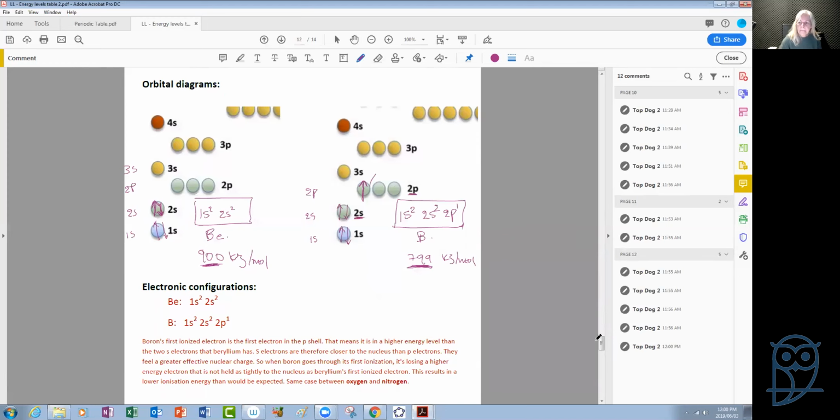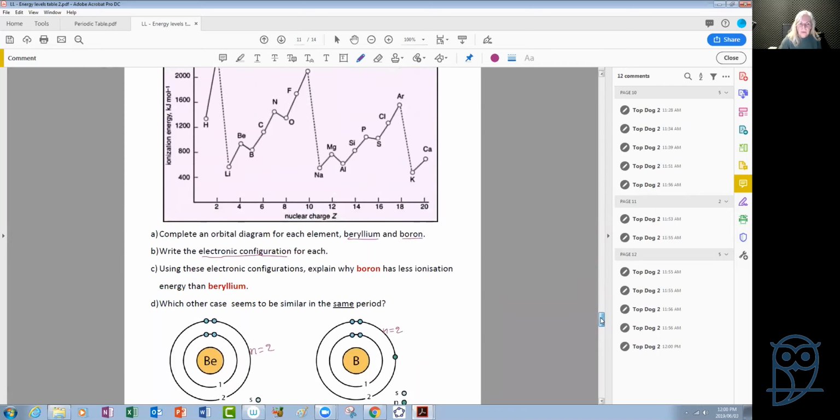And let's go to our problem. It says, using these electronic configurations, explain why boron has less ionization energy than beryllium. So boron has less ionization energy than beryllium simply because it is easier to remove one electron from the boron than the beryllium, which has a more stable structure with its complete orbital that has a pair of electrons in there. It was a 2s orbital, if you remember. Okay.